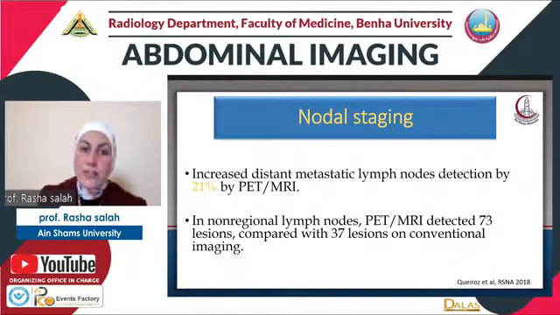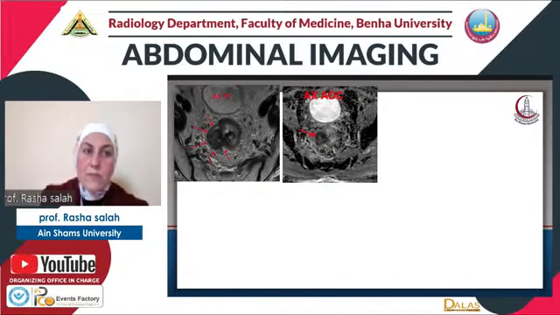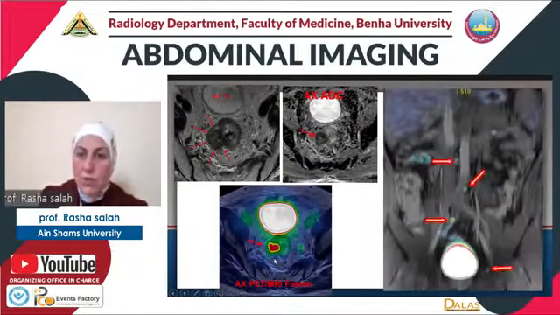The nodal staging by PET component is increased compared to the conventional CT or MRI because of the additive metabolic data provided by the PET component. This is another example of another sizable rectal mass extending beyond the muscle layer into the mesorectum, which was proved to be very avid on the PET component.